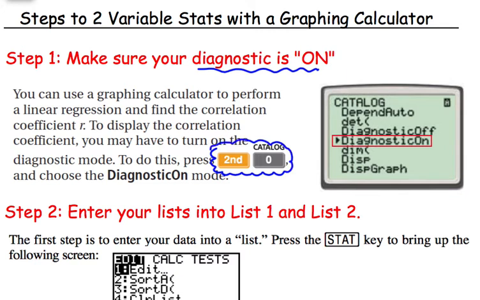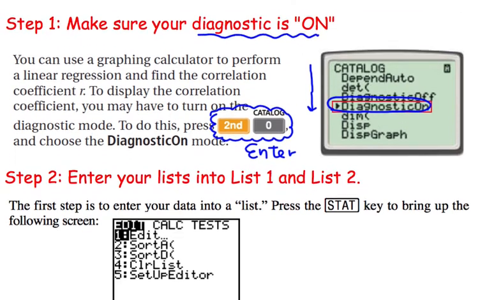And what pops up is the catalog. And then you want to scroll down. It's going to start with the alphabetical. Scroll down for a while, and you're going to see this right here in the red. You want to get to where it says diagnostic on with your arrow key. You want to go ahead and push enter, and then enter again. Now you will not have to come back to this ever again if you own your own graphing calculator. That means your diagnostics are on.